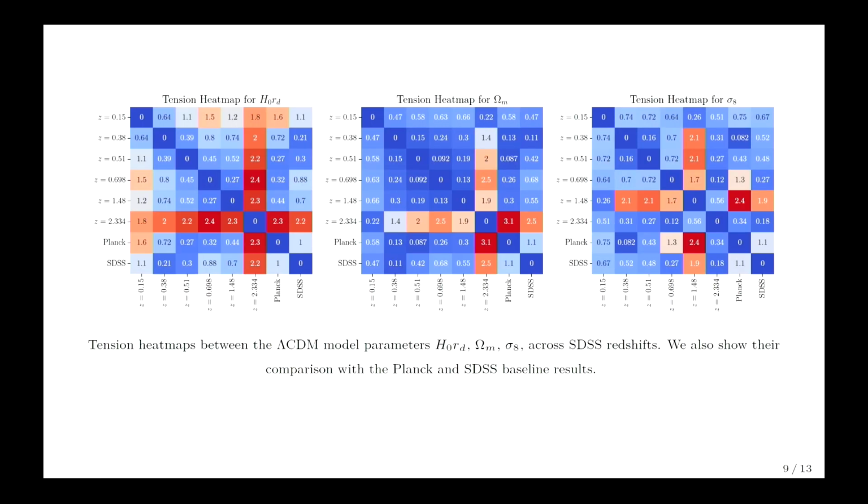So, we can draw a tension heat map for these cosmological parameters. This heat map shows the tension between each of these effective redshifts compared to Planck and also the SDSS lambda CDM predictions. We find that for H0 RD, the tension is around 2 to 2.5 sigma at the Lyman alpha data point. For omega m, the tension exceeds 3 sigma at the Lyman alpha data point, and for sigma 8, the tension is 2 to 2.5 sigma at 1.48 redshift with the remaining data points.